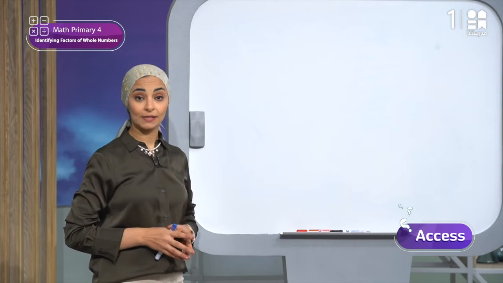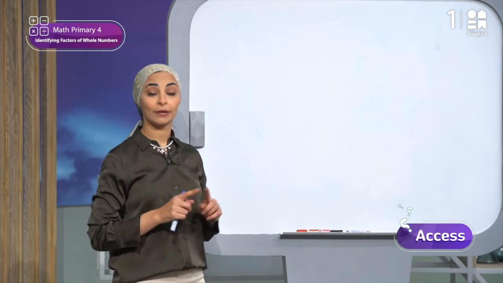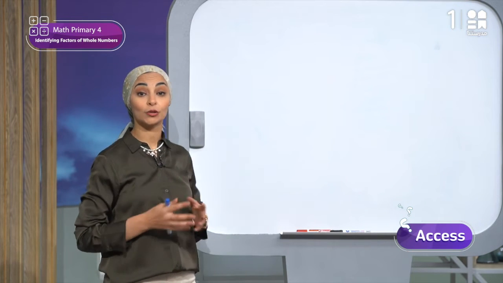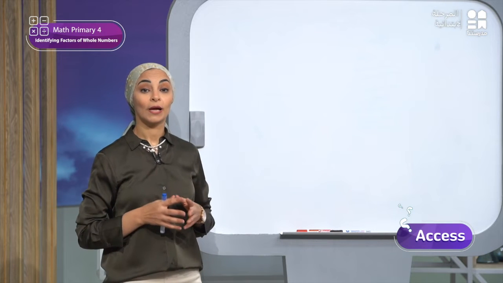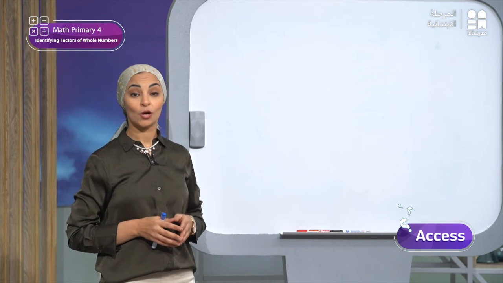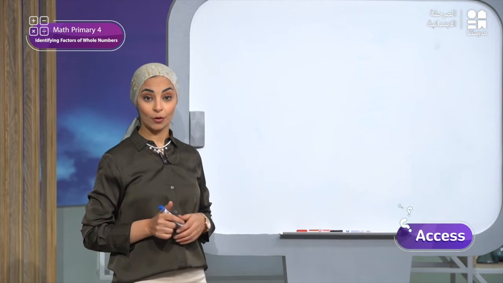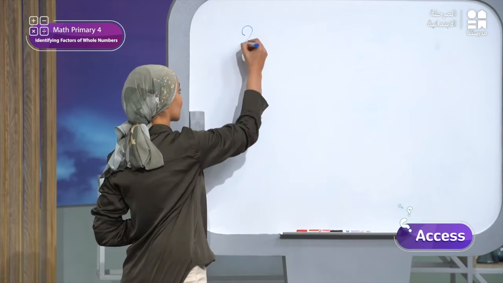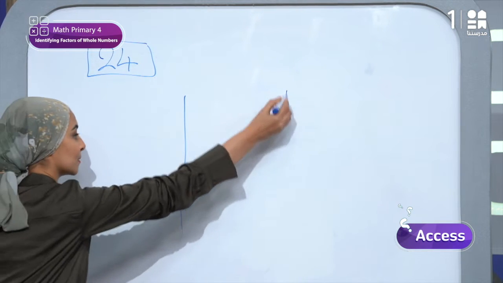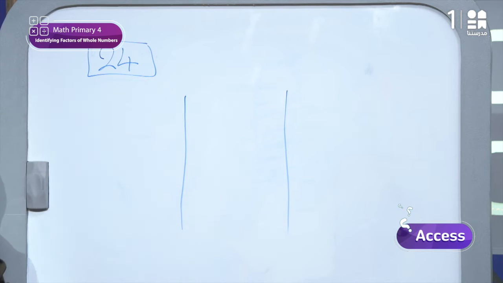Now we have 24 airplane seats in a rectangle. We want to arrange them in a rectangle. We want to think of all the ways to divide the chairs into equal rows and columns and draw rectangles to explain our thoughts. Here I have 24. Let's draw them in rectangles in so many different ways.